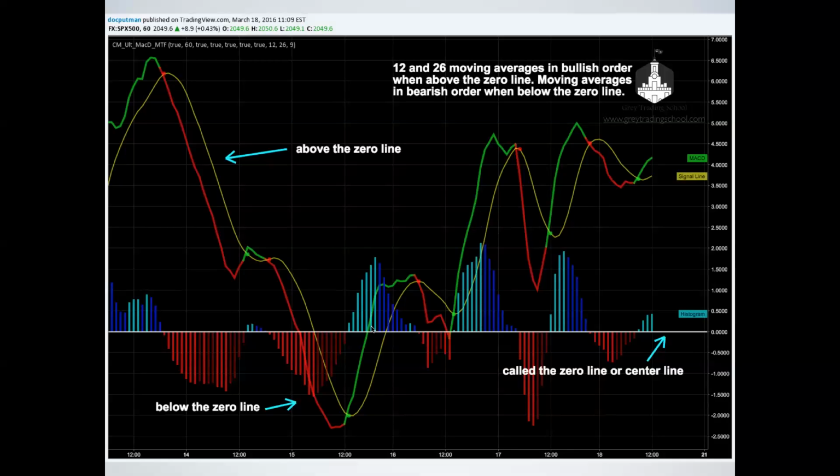Likewise, as this crosses up over the center line and the 0 line, and those moving averages do come back into bullish order, that really means that the upside momentum is truly increasing. And as it crosses down, it means the downside momentum is definitely increasing.